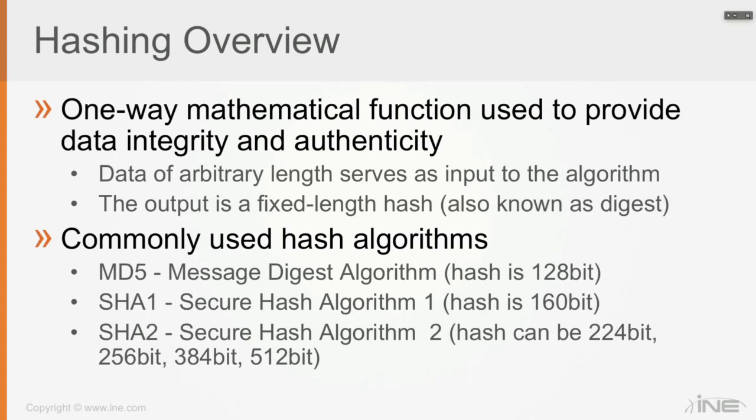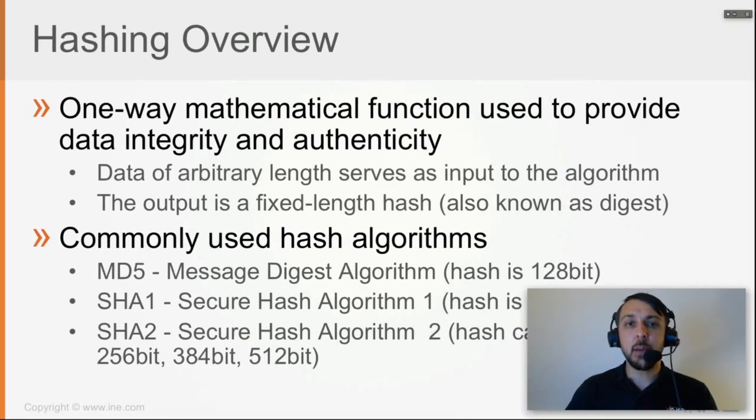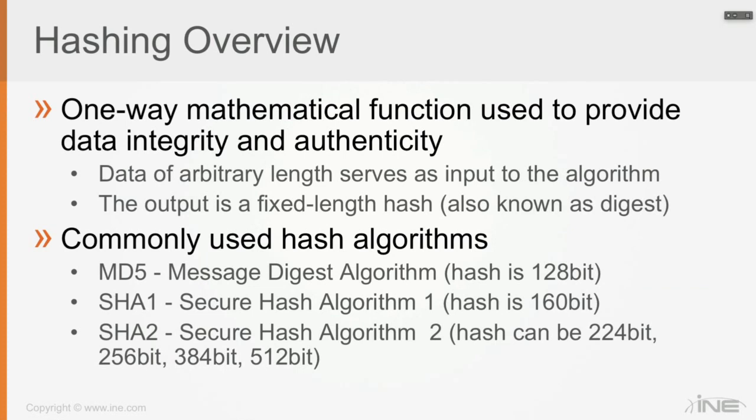So again, when you do hashing, you take a block of data, it doesn't matter how big the data is, and you put that data into the hash function, and regardless of the input data size, you always end up with a fixed hash size, depending on which algorithm you use, a fixed hash size of 128-bit or 160-bit or whatever value, depending on whether you use SHA-2.